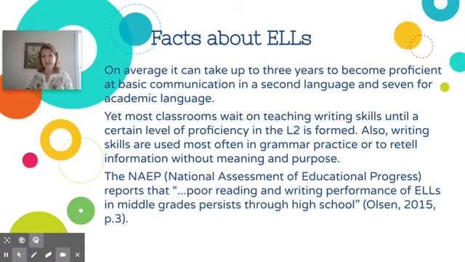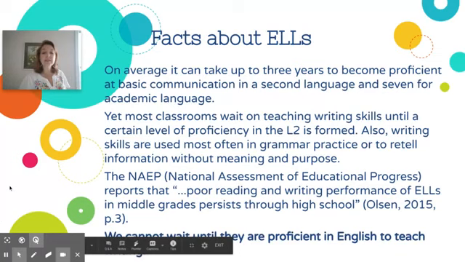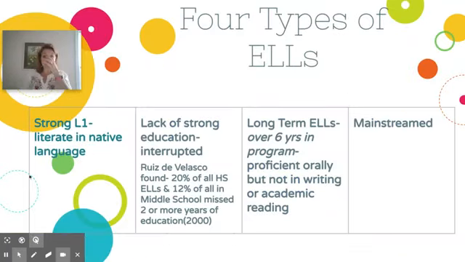So there are 4 general types of English language learners. You have your strong L1, literate in their native language, and they move very quickly. You have lack of strong education, interrupted. And if you are like me in a high school, this is the majority of students I see. They come in at age 15, 16. We have to have a serious conversation about what it's going to take to graduate high school. We often find there's been a huge gap of instruction. So they have lots of holes.